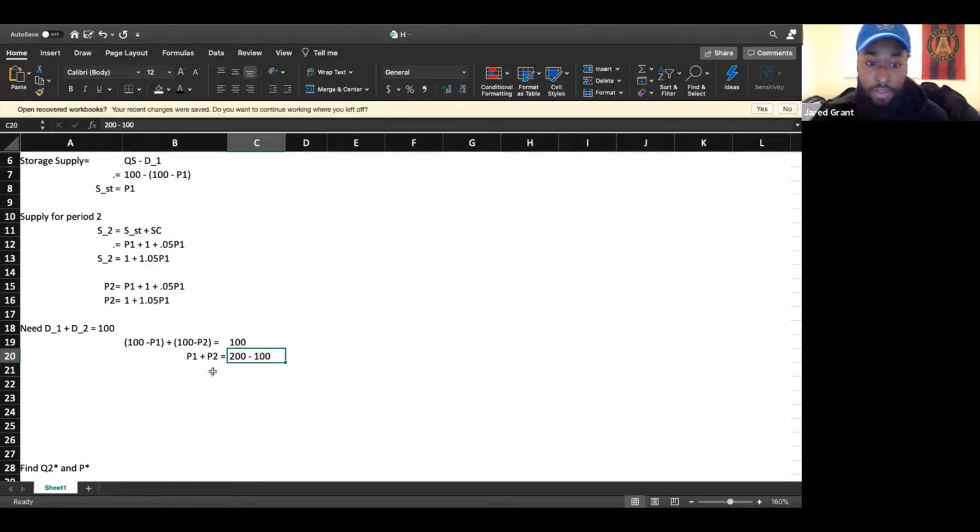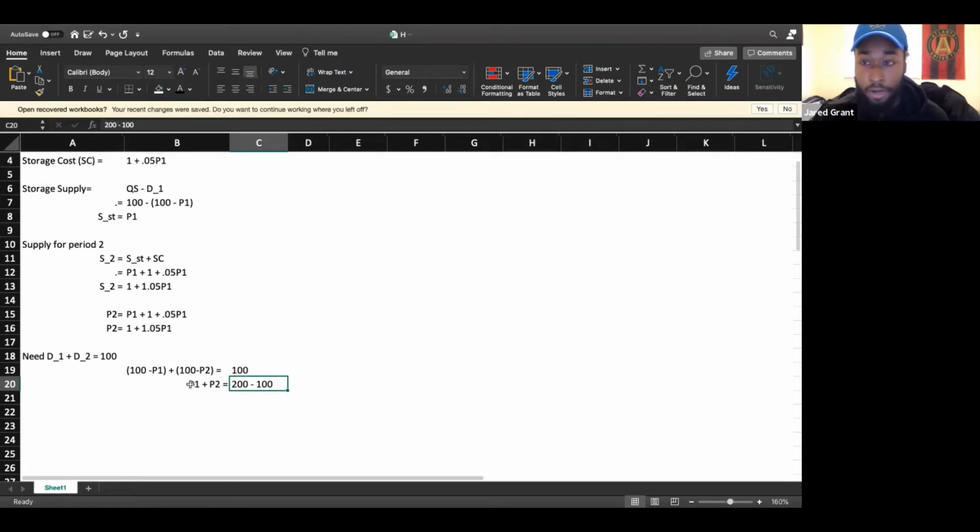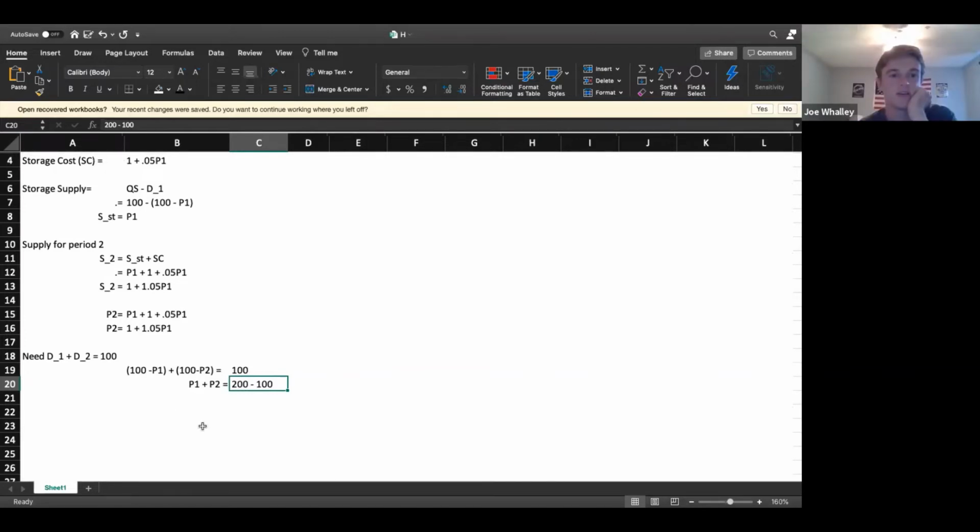And is there anything else that we can, given the information that we've already previously worked out, how can we simplify this or make this easier to solve? You could take your supply for period 2, the P2 that we solved at the bottom, the 1 plus 1.05 P1, and substitute that for P2 in the formula we have right now. So you'd have P1 plus 1 plus 1.05 P1 equals 100.